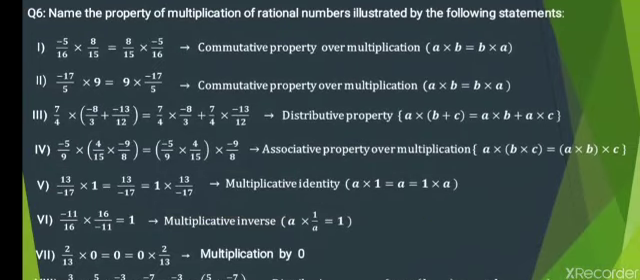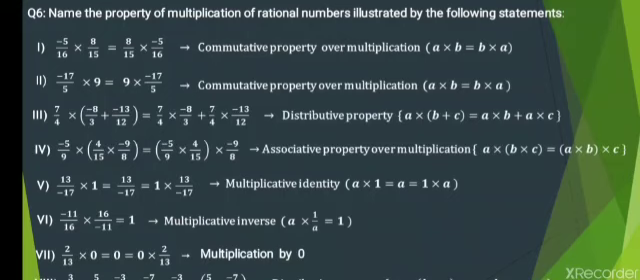Come to second part, that is minus 17 by 5 into 9 is equal to 9 into minus 17 by 5. This is the same as first part. This is also commutative property of multiplication, in which we say A into B is equal to B into A. Whether we change the order of the numbers, you will always get the same answer every time.